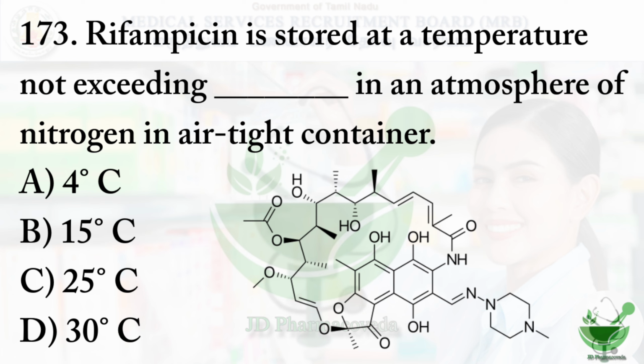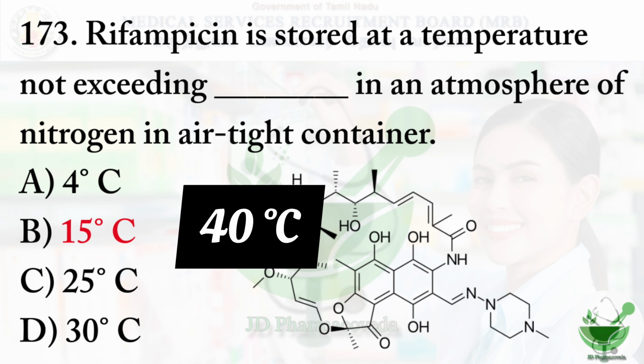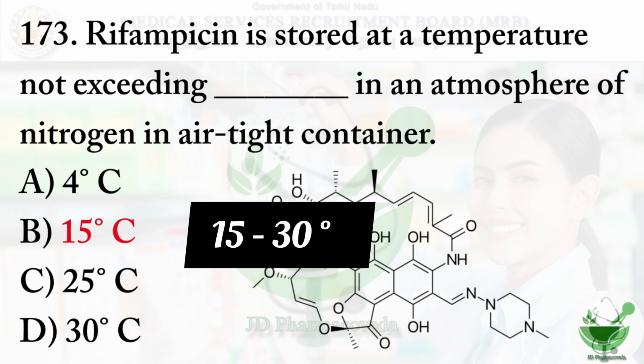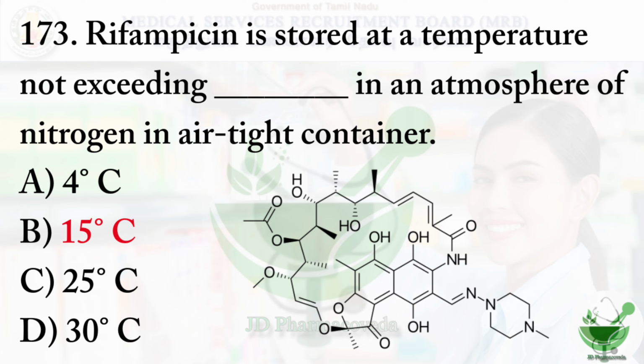Option A 4 degrees Celsius, option B 15 degrees Celsius, option C 25 degrees Celsius, and option D 30 degrees Celsius. So the right option is option B, 15 degrees Celsius. Actually, the right answer for this question is not present in our options. The right option means it is stored at a temperature not exceeding 40 degrees Celsius. So preferably we use temperatures between 15 to 30 degrees Celsius. Thus we selected the option 15 degrees Celsius.